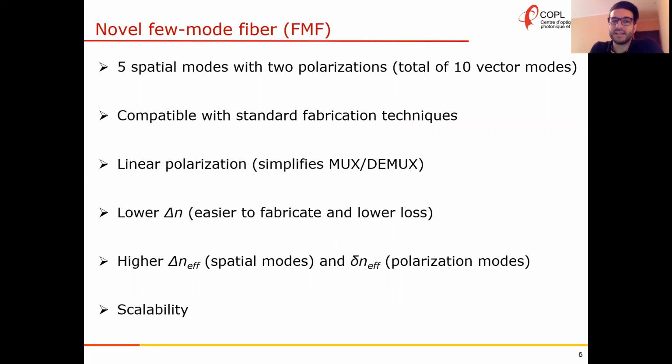To give some details and benefits of our fiber, it supports 5 spatial modes with 2 polarizations for a total of 10 vector modes. It is compatible with standard fabrication techniques. The modes are linearly polarized, so this simplifies the mux and the demux. The refractive index difference between core and cladding is low, so this simplifies the fabrication and decreases the loss. And then the effective index difference between the spatial modes and the effective index difference between the polarization modes is higher than previous fibers. And then the last benefit is coming from the scalability of our fiber.